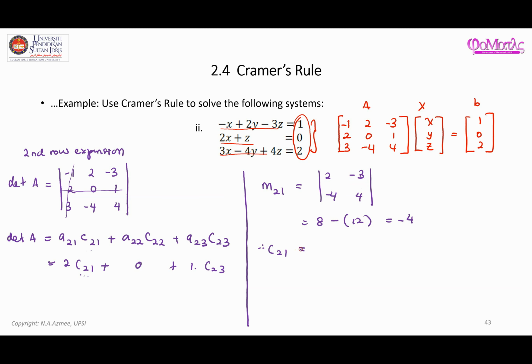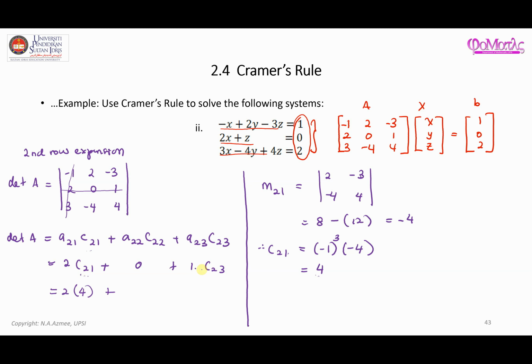Therefore, C21 is going to be, well, the formula is actually -1 to the power of 2 plus 1. 2 plus 1 is 3, so here we have 3 at the top. And then you take the value of M21, put it right next to it. And we know that this is going to be giving us a negative sign. So -1 with -4, you will get the value of C21 is 4. And you can plug in the value obtained here right next to it. So here is 2 times 4 plus, okay.